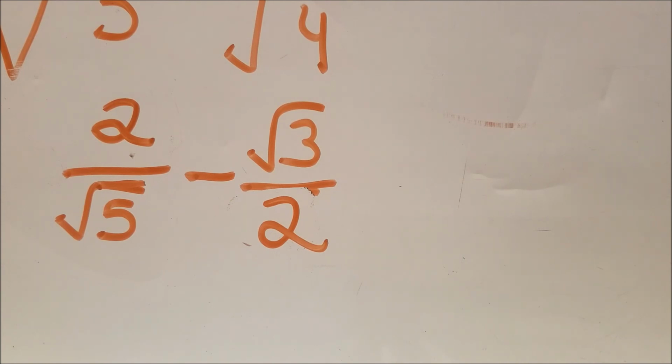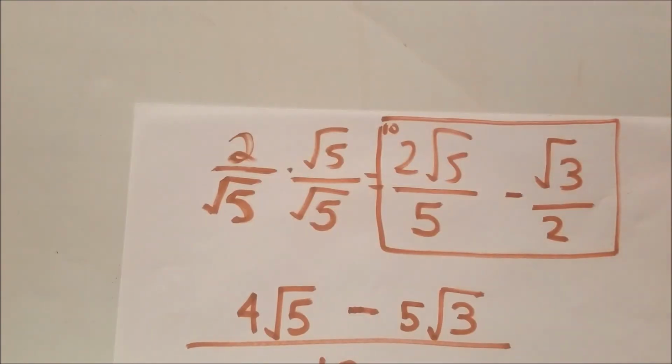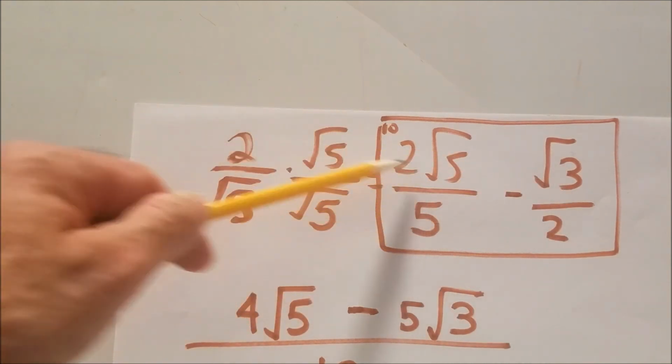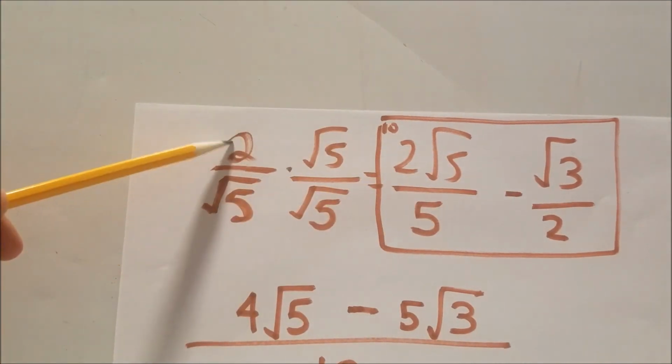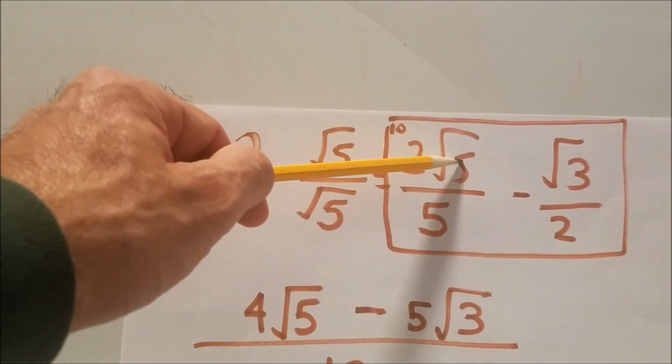So what's our next step? Rationalize each one. We don't have to rationalize this one. This is good already. Check mark for that guy. Okay, so then what we do, here we go. We said this one is already good. Good to go, right? So we take this, we have to rationalize 2 over square root of 5, and this is what we got: 2 square root of 5 over 5.